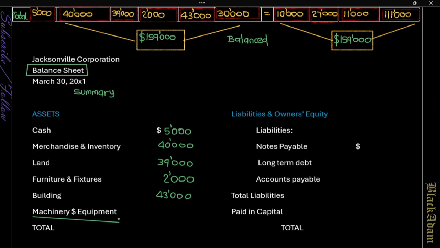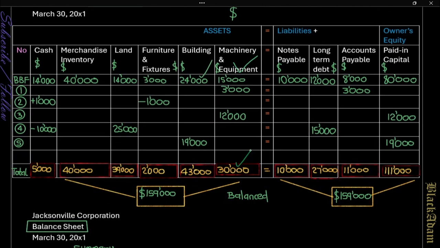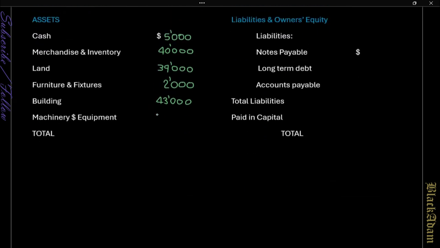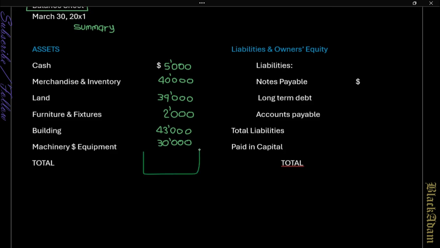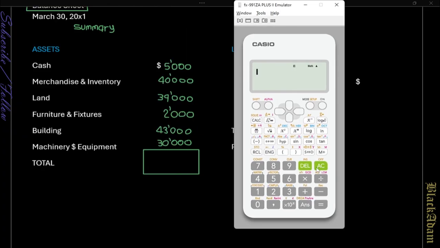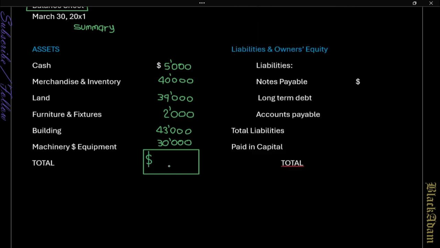And then machinery and equipment. So we go check on machinery and equipment. Machinery and equipment is 30,000, so we record 30,000. And then from there we add. We know that the total is 159, but we just have to confirm once again: 5 plus 40 plus 39 plus 2 plus 43 plus 30. It's 159,000. So that's all that's worth for assets.